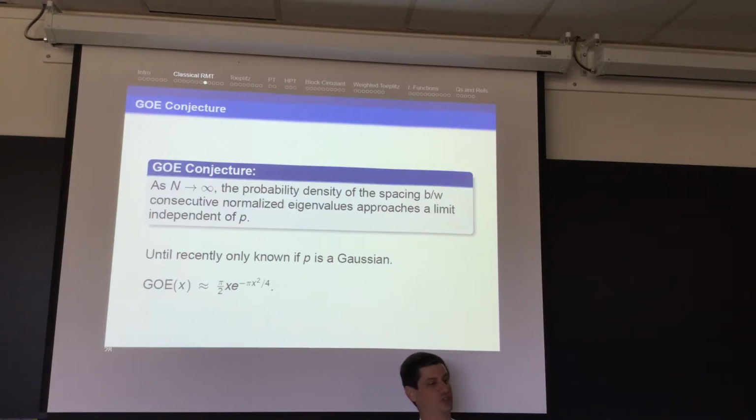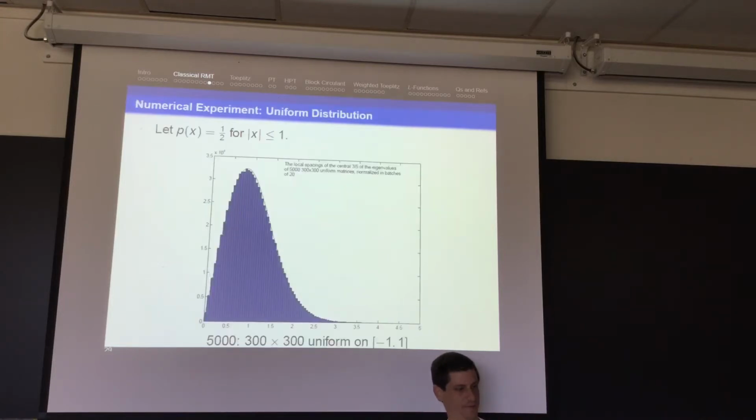The GOE conjecture, which is now a theorem, is that if you talk about the spacings between adjacent eigenvalues, it converges to something that's approximately given by this form. And for a long time, we only knew this for Gaussian matrices. We now know it in greater generality. We're not going to look at this, but it's worthwhile for you to know what's out there.